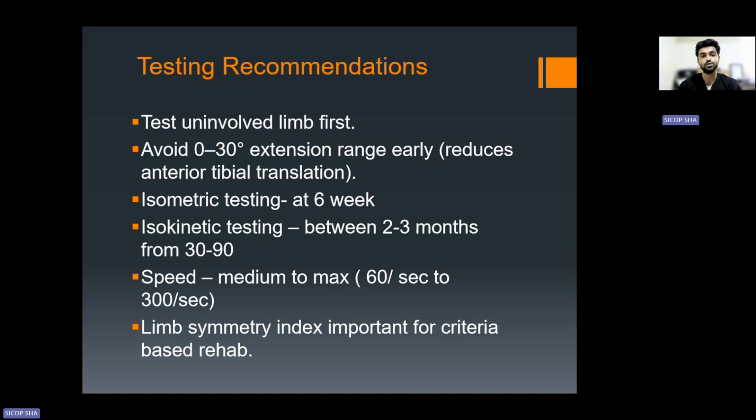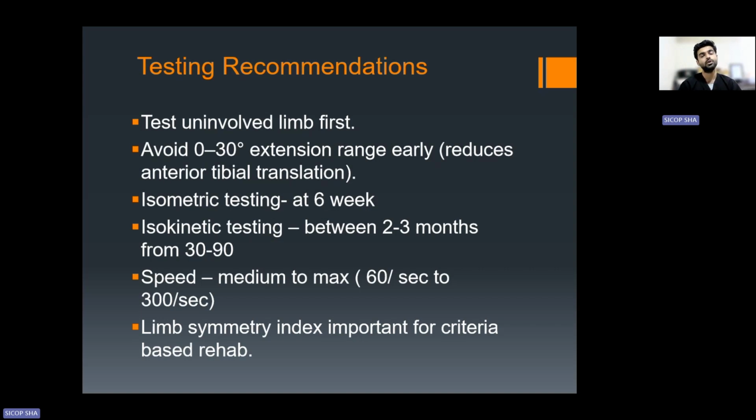Also at 6 weeks, we should have the full range of motion. There should not be any swelling. We should check if there are any contraindications. Now isokinetic testing, that is speed-related testing, we can do between 2 to 3 months from 30 to 90 degrees. Again, till 3 months, we will not go beyond 30 degrees of extension.